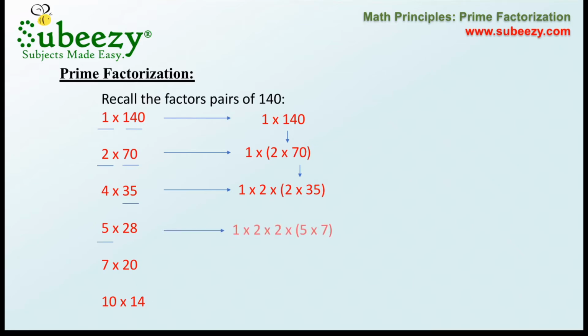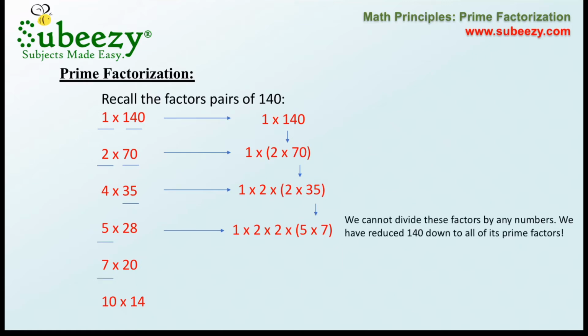So what we end up with is 1 times 2 times 2 times 5 times 7. We cannot divide these factors by any numbers. We have reduced 140 down to all of its prime factors. But what about the other factors of 140 that aren't prime numbers, including 4, 28, 20, 10, and 14?